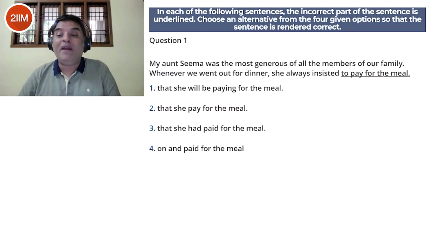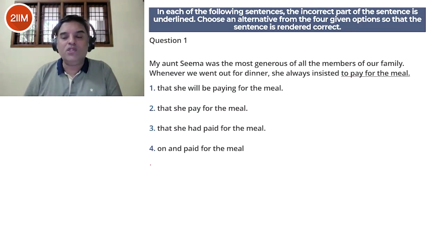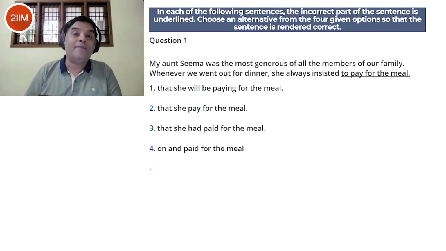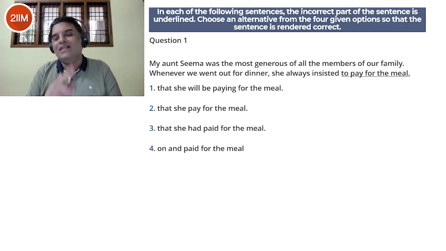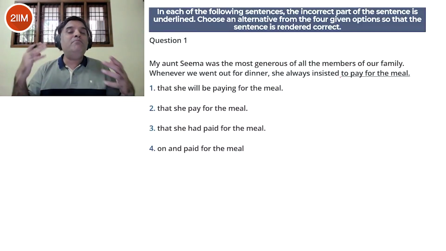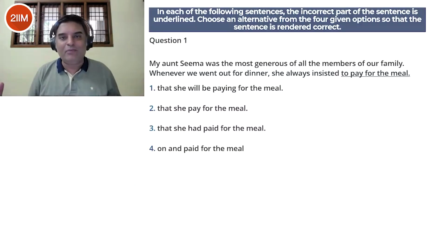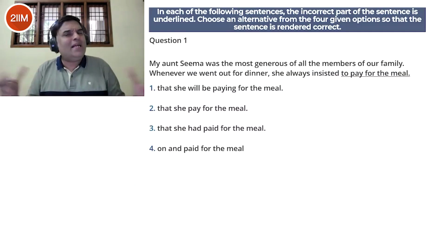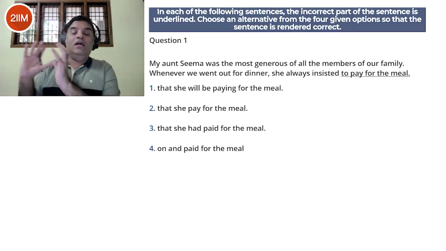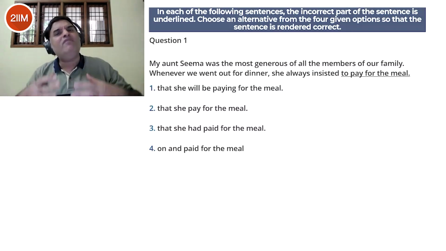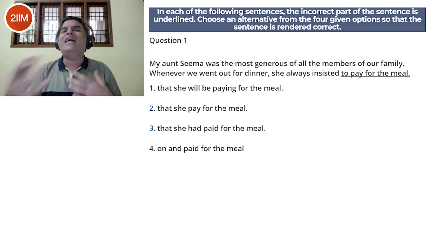Okay, so let's look at this. She always insisted to pay for the meal. Now, a quick scan of the options will tell you that "to pay for the meal" is not there. That means there is definitely an error in the underlined portion. This is a little confusing because when you read this, it might sound correct to you, because often when we're speaking, in spoken English, we don't really follow grammar. We end up making a lot of grammar mistakes while speaking, but that's absolutely fine. As long as you don't make glaring or basic mistakes, it's okay. Everyone makes grammatical mistakes while talking, and that's okay.